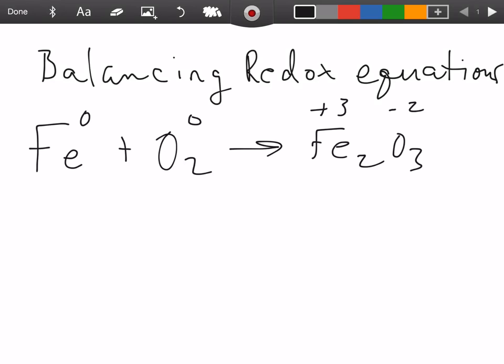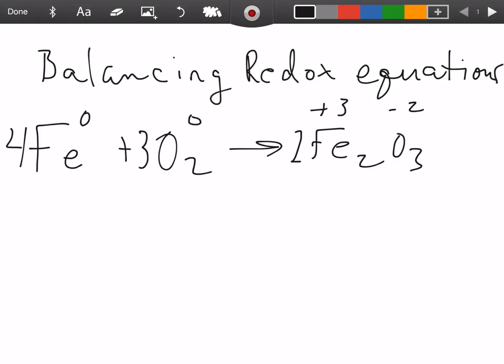Here, I want to take a look today at balancing redox equations, and what we find here is that this is a pretty easy one to balance, right? We've got 2 oxygens in the reactants, 3 oxygens in the products, and so if we simply multiply the products by 2, now we've got 6 oxygens in the products, so we can balance that out by putting a 3 in front of the oxygen. We now have 4 iron, so we can put a 4 in front of that, and we are done, right? That is easy enough to do by what we would call inspection.